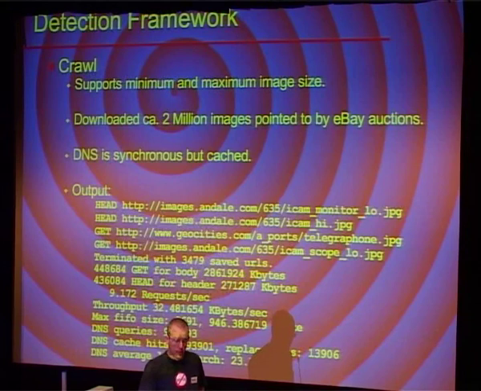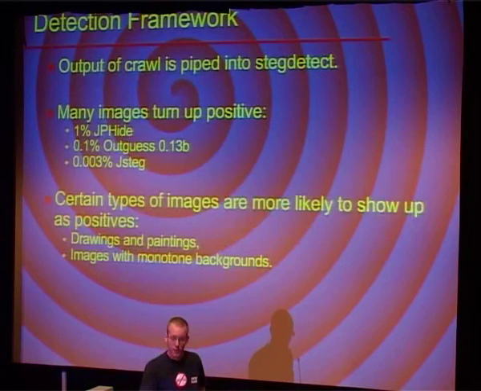And the crawler outputs its actions as an output, and that means we can use stack detect as a filter to the output of the crawler. So you just run the crawler, you pipe every JPEG image that you receive to stack detect, and then stack detect will say, well, there's content in there, this is not good. And after doing that, I found that about 1% of all images seem to have content hidden by JPEG.